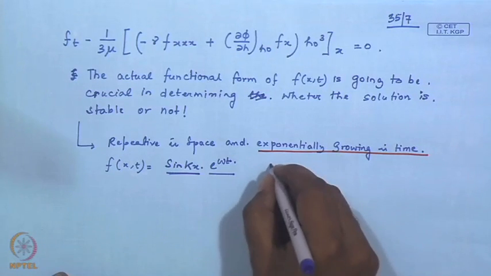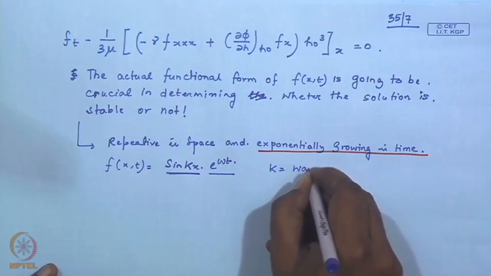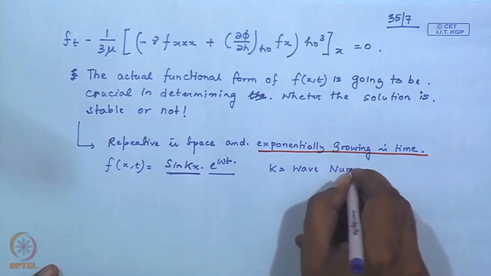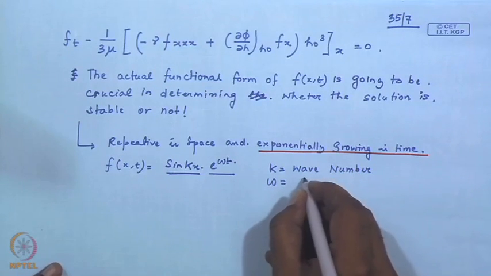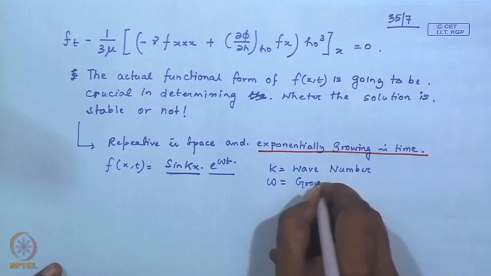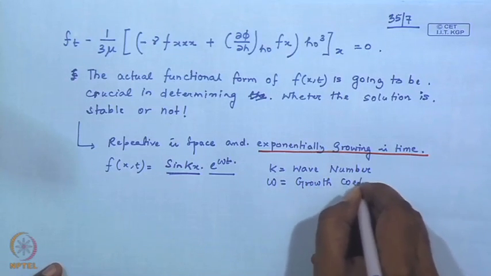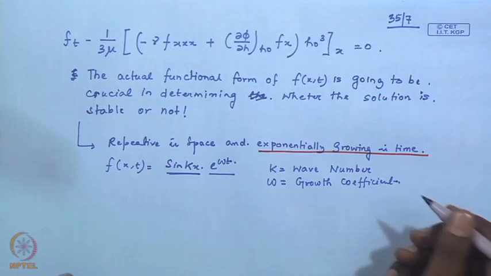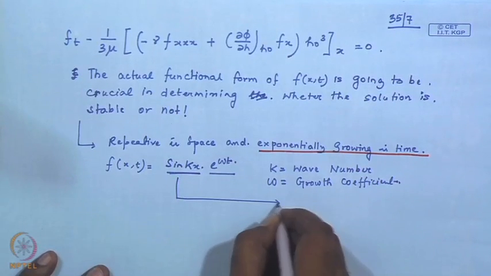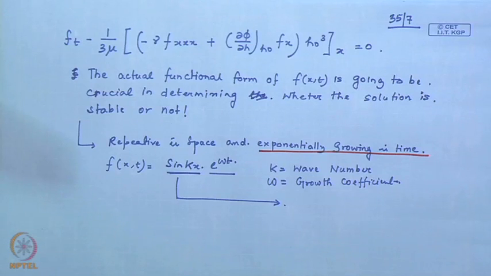So, k is the wave number, ω is the growth coefficient, and k can have all values from 0 to infinity. So, essentially it is a linear superposition of all modes of a Fourier series.